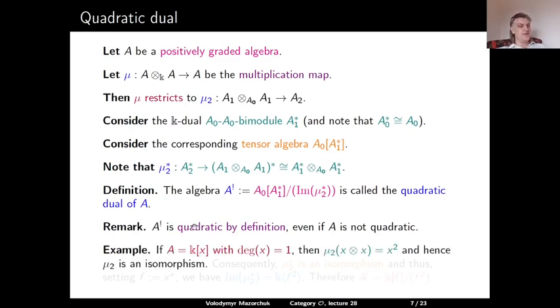For example, if A is a polynomial algebra with a standard grading, then mu2 sends x tensor x to x squared. So in particular, it's an isomorphism.